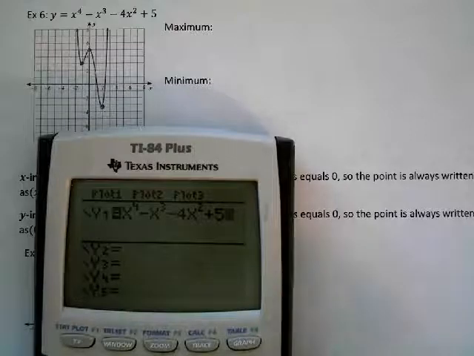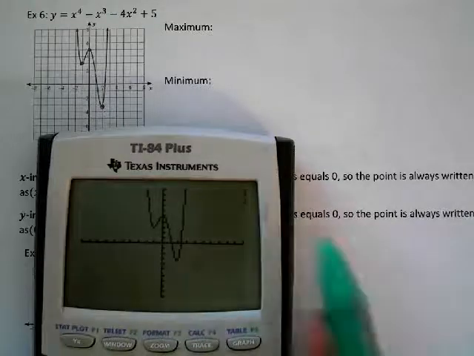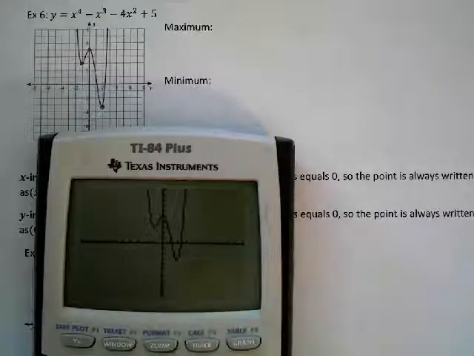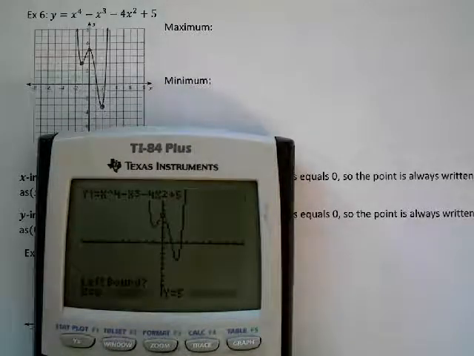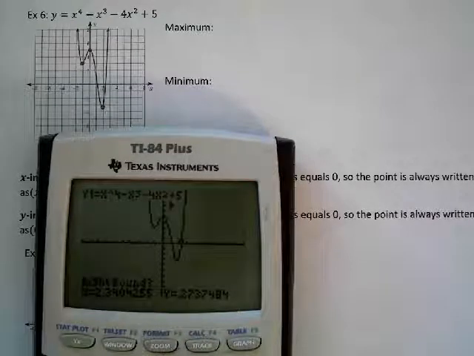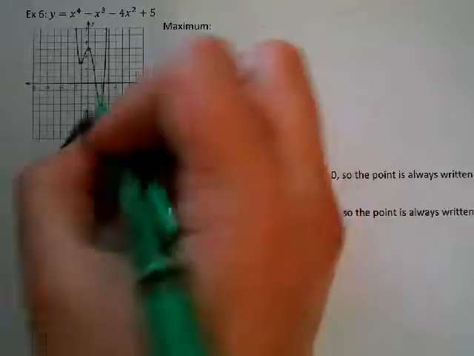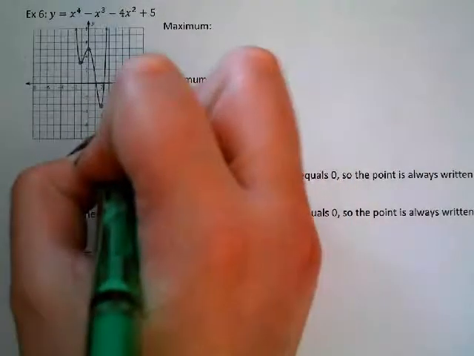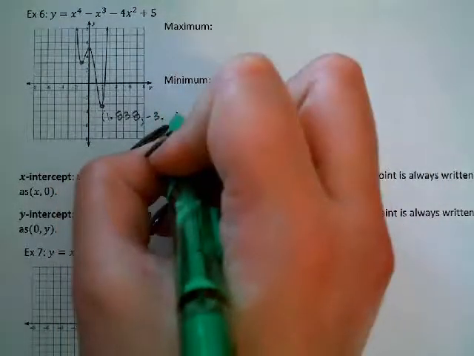So one of the minimums is this one down here. And I'm going to do second trace, option number 3. And I'm just going to scroll over. There's the left bound, press enter. There's my right bound, press enter. I'm ignoring the guess. I'm just going to press enter one more time. 1.838 for the x coordinate. And negative 3.309 followed by a 6 would be 310.